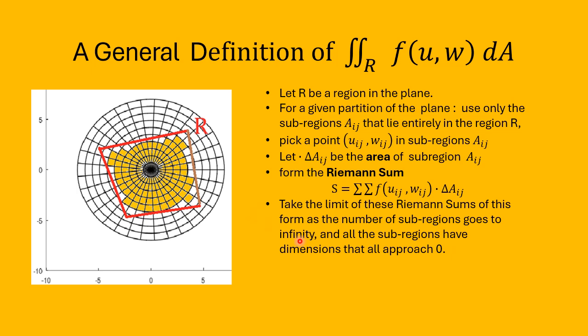We'll then look at more and more of these Riemann sums where the number of subregions goes off to infinity, and all of the subregions have dimensions that approach 0. These dimensions, lengths and widths perhaps, all approach 0. And this limit of Riemann sums is the value of the double integral.